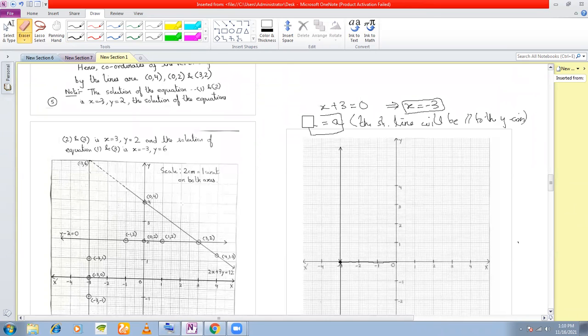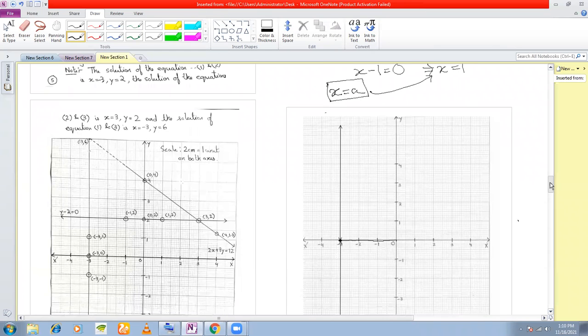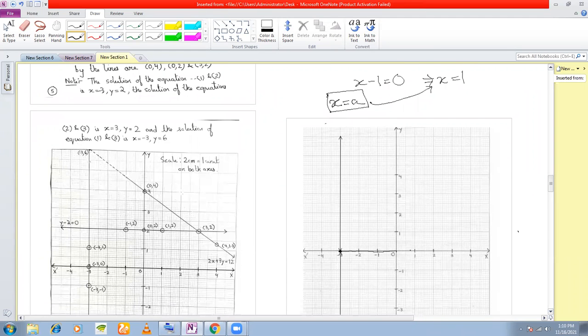Suppose you have to draw the line x minus 1 is equal to 0. Then how will you draw this line? You will first find out the value of x. X is equal to 1. So this is of what form? X is equal to a. And you know x is equal to a is a straight line that is parallel to the y-axis. So there can be infinite number of lines. Now how will you draw the line?